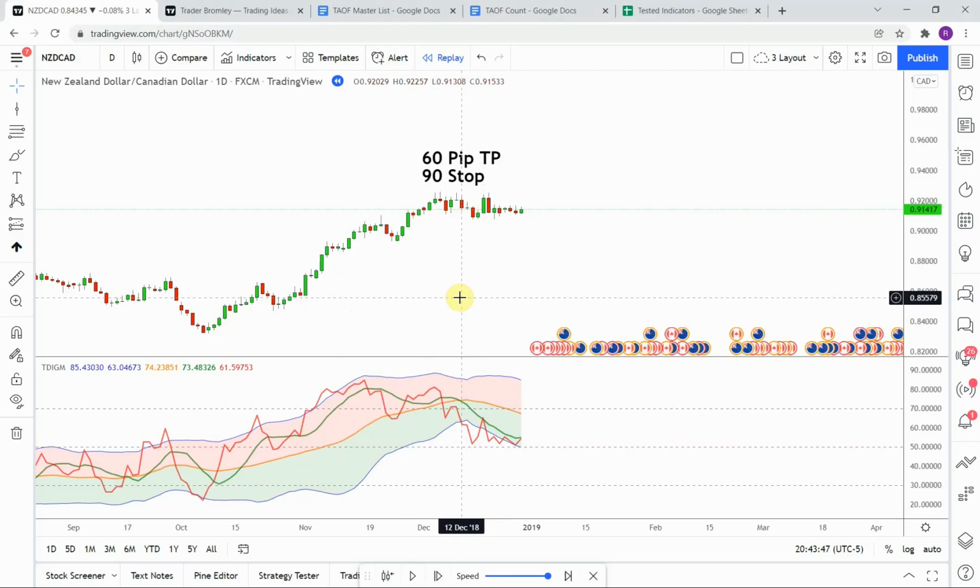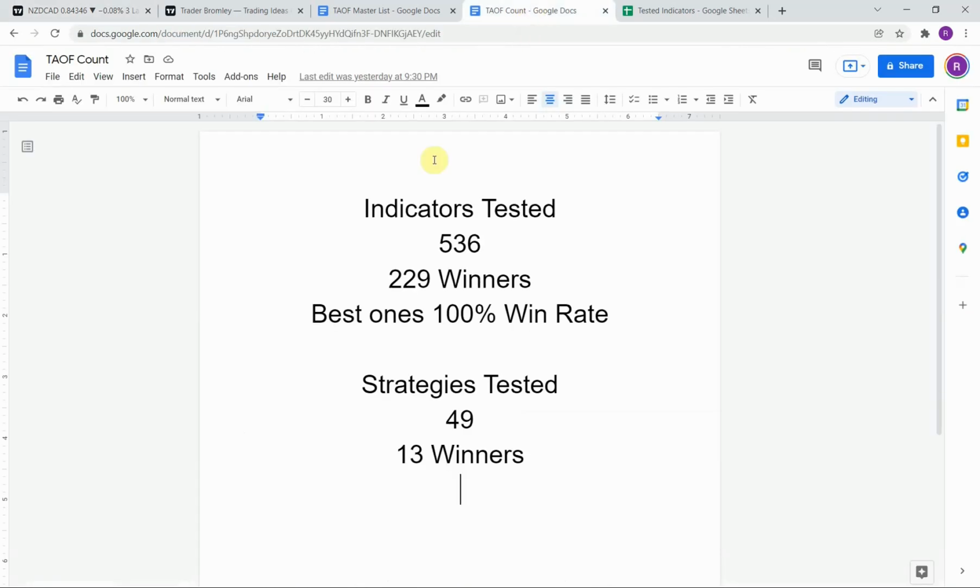Alright, as I said, today we will be testing the Trader's Dynamic Index Indicator. Before we do though, I wanted to put the testing scoreboard up for everyone to see. So, to date, we have tested a total of 49 different strategies, with 13 of them being profitable. We have also tested a total of 536 indicators, with 229 of them being winners. The best ones so far were able to achieve a 100% win rate.